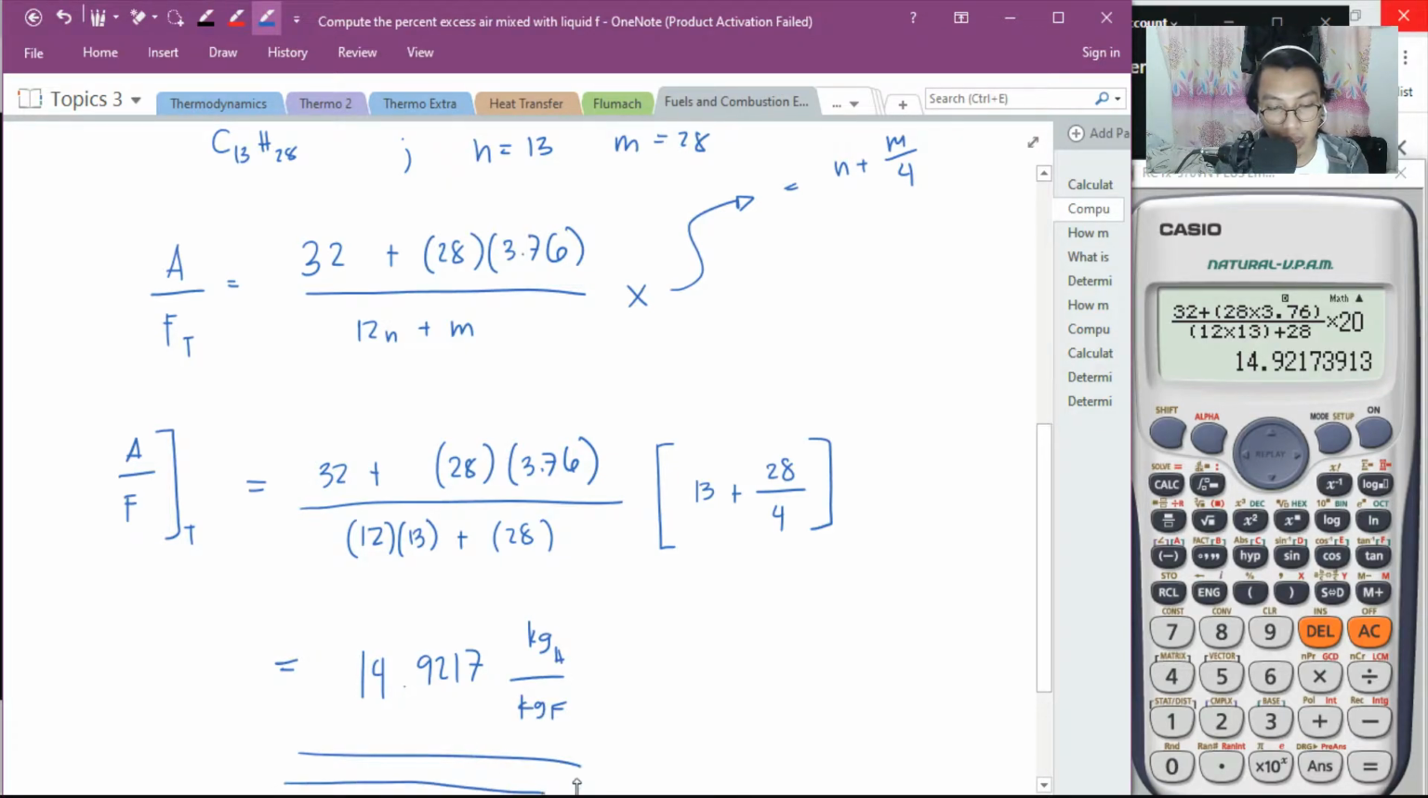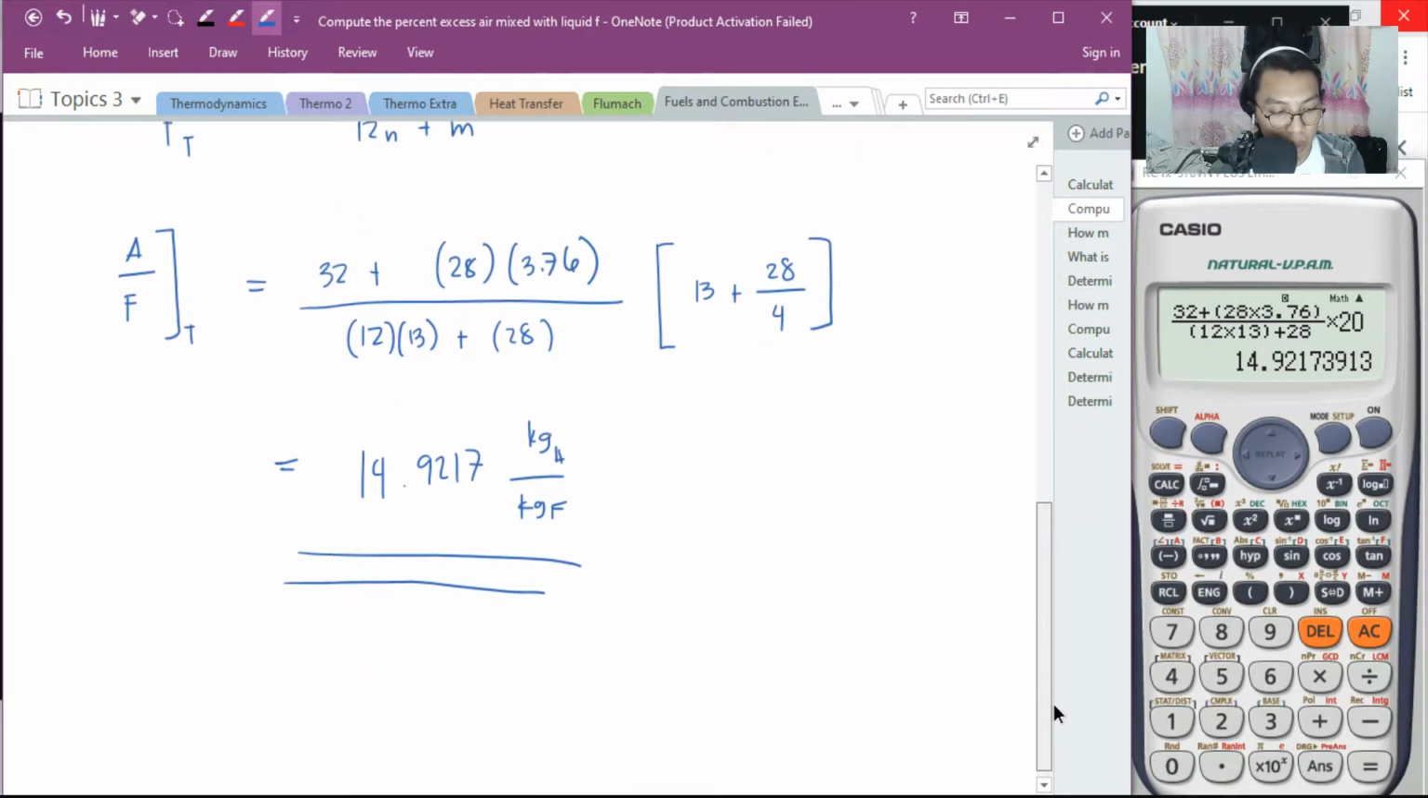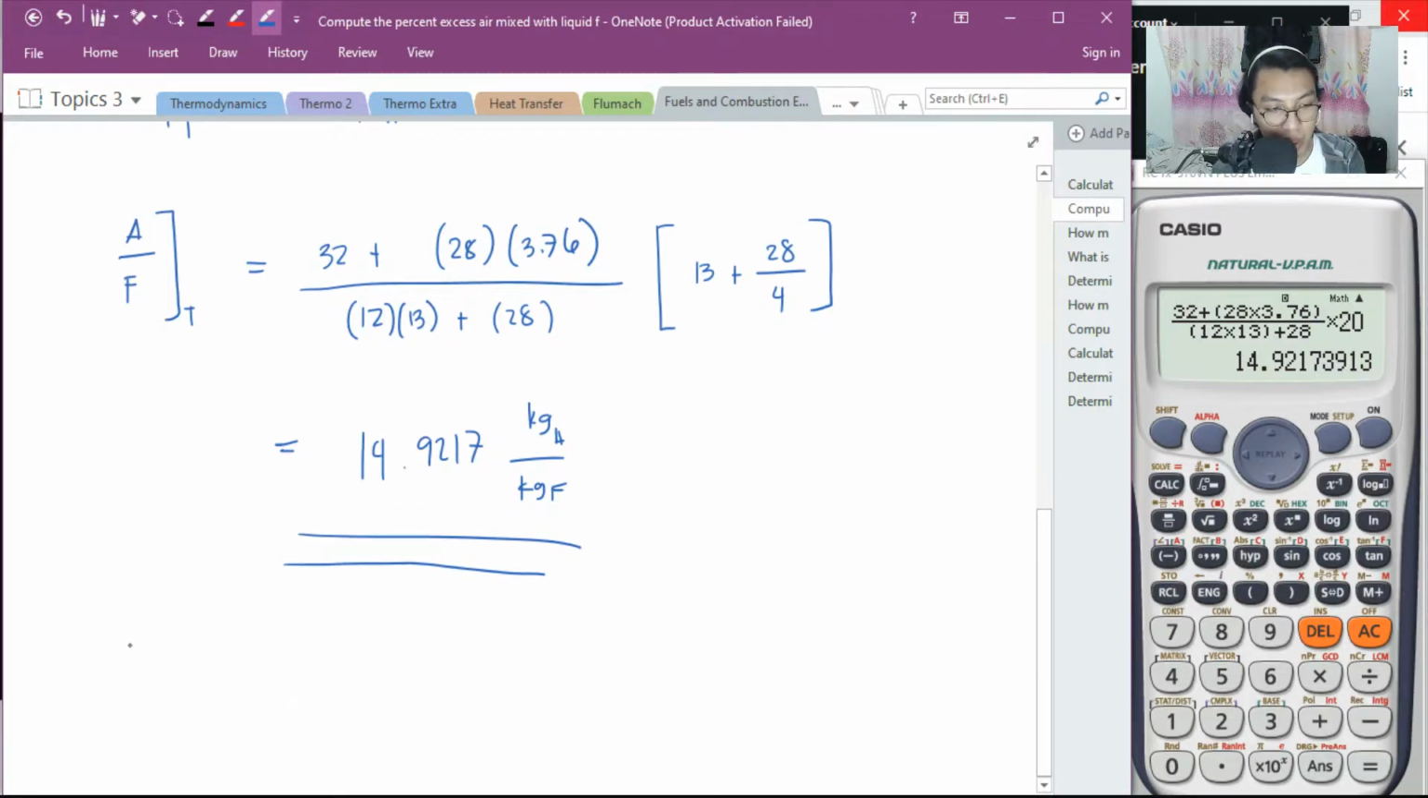Theoretical pa yan. Paano mo mahanap yung actual? Ganito lang, sir. Para mahanap ko yung actual, binigyan ka ng flue gas. Yung flue gas mo is, in every pound of the fuel, meron kang flue gas na napoproduce: 49.2 pounds ng flue gas in every pound ng fuel.